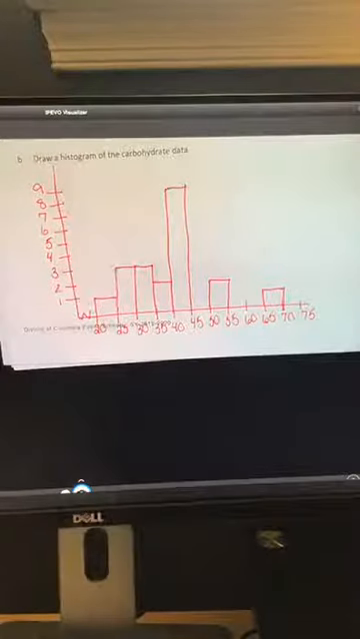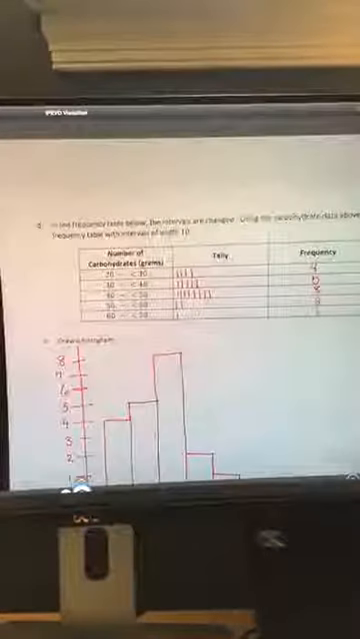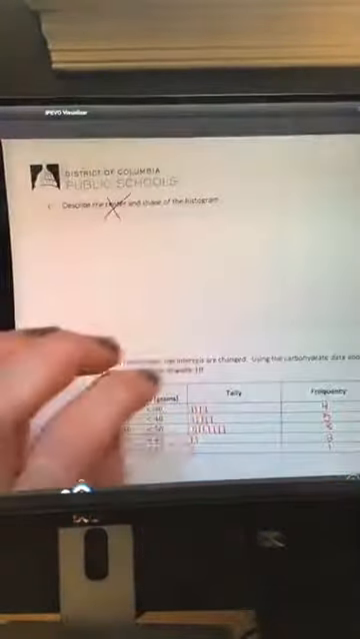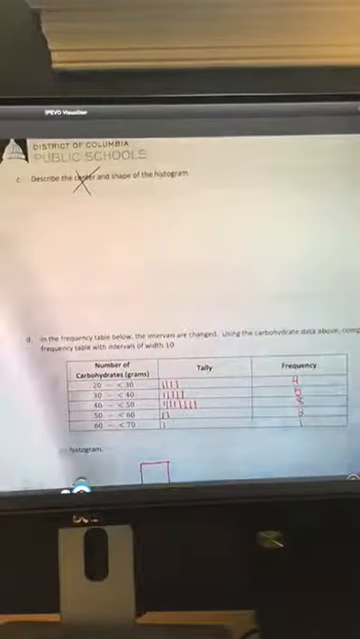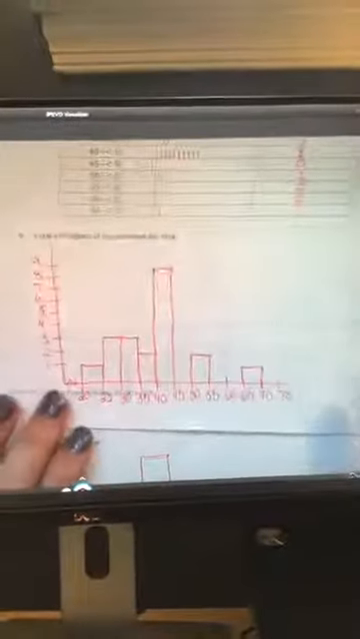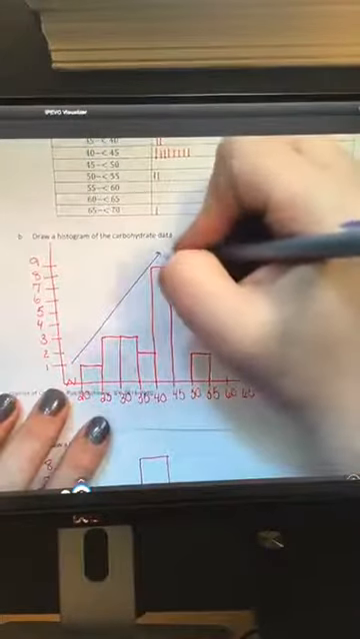All right, so we are going to keep moving forward. Now, bear with me because we will be skipping questions, okay? So we made our graph. That was question B. We are going to do question C. We are going to skip the center, okay? And then we are going to do the shape of the histogram. So if you look at our histogram, here's the histogram we made. Our data goes up, then our data goes down.